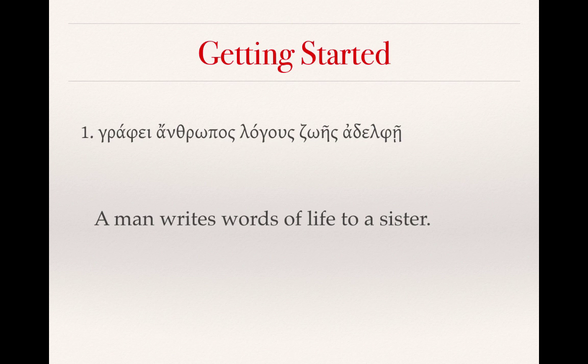The zoes there is in the genitive. And finally, adelphe is in the dative case. And here it's functioning as the indirect object. It's telling us who receives the action of writing the words of life. And it's a sister. So again, the final translation, a man writes words of life to a sister.